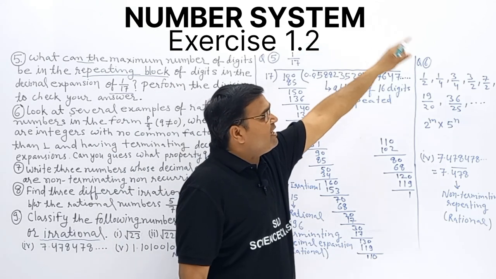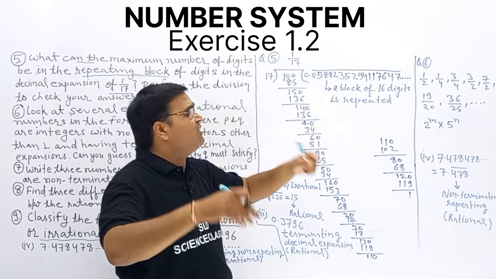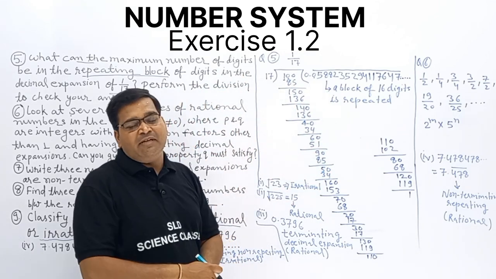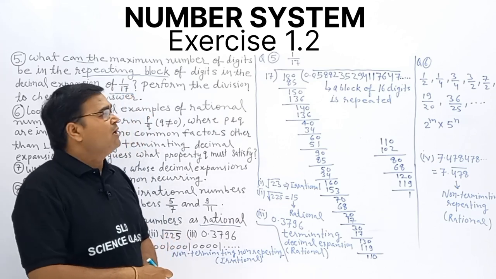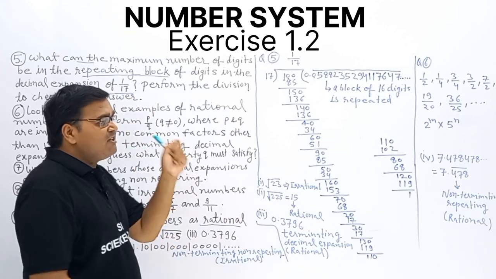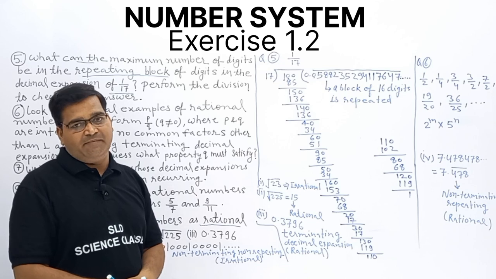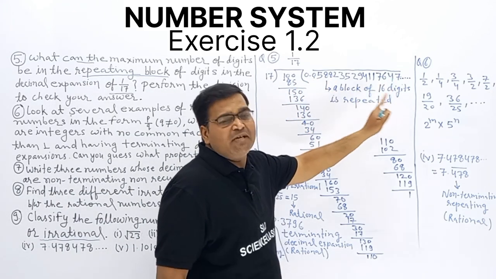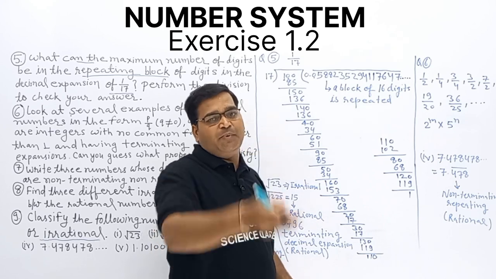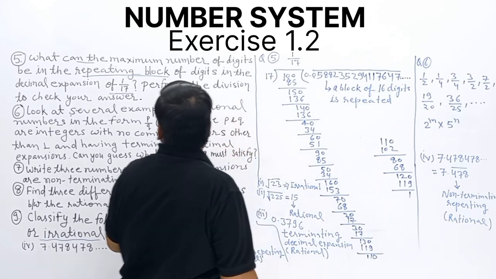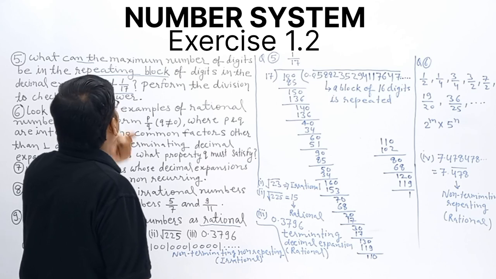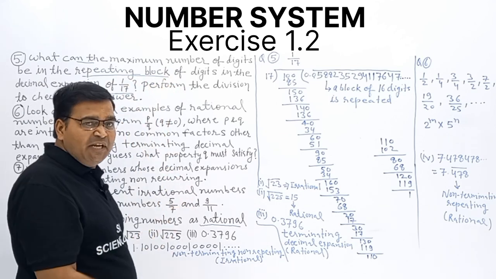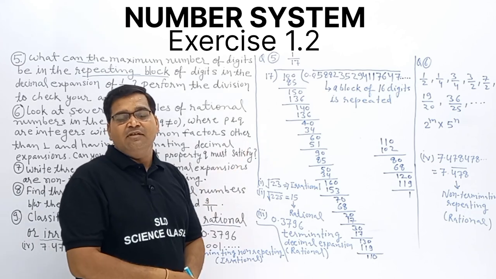After this one, we are getting again 6 digits, then 16 digits, then 16 digits, and so on. So 1 upon 17, in which after the point we are getting 16-digit blocks. A 16-digit block is there, and then it is repeating. So what can the maximum number of digits be in the repeating block? In the repeating block we are having 16.